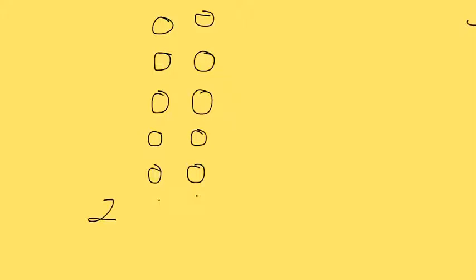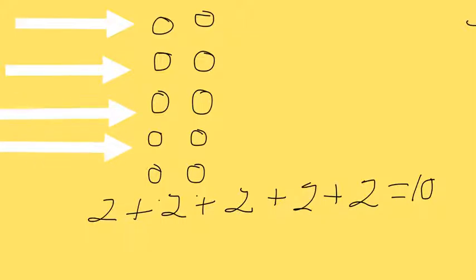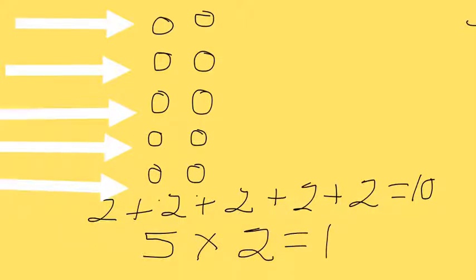So I see 2 circles in the first row, plus 2 circles in the second row, 2 circles in the third row. Am I done? No. You can see there's a 4th row and a 5th row, and that equals 10 circles altogether. If I want to make a multiplication sentence out of this, remember, we're going to go back and count the number of rows. And I see 1, 2, 3, 4, 5. So my multiplication sentence would start with 5 for 5 rows times 2 circles in each row equals 10.